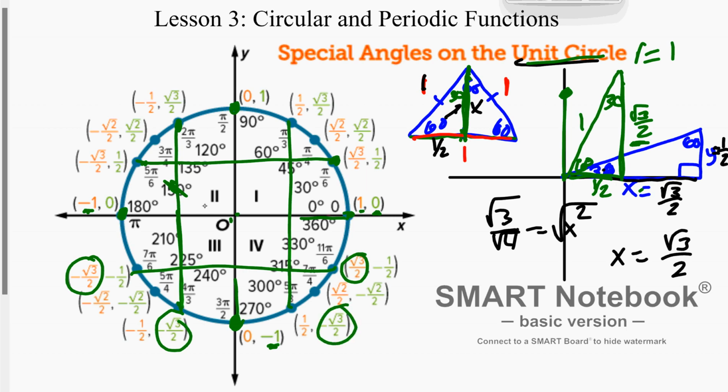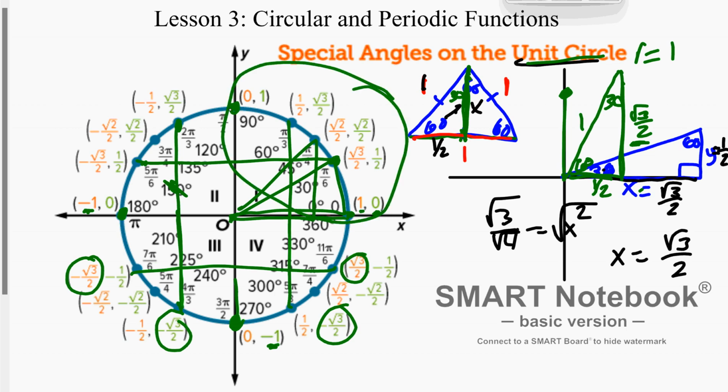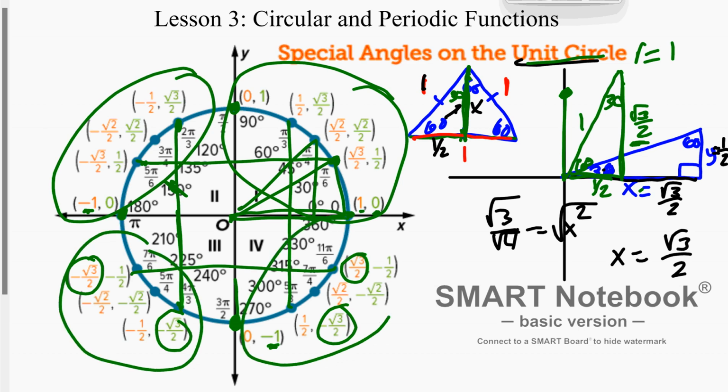So really, it's just two triangles, a 30, 60, 90 or a 45, 45, 90. As long as you can remember these ones, you'll be able to use a reference angle to find these ones, these ones, and these ones. And then all you have to do is see which quadrant you land in to see if it's going to be positive or negative, like we practiced in 9.2. So that is how we use the unit circle.